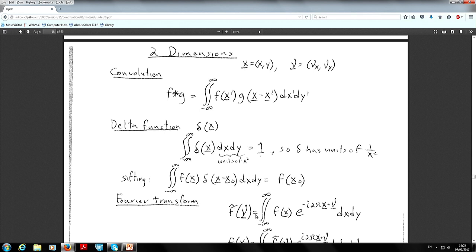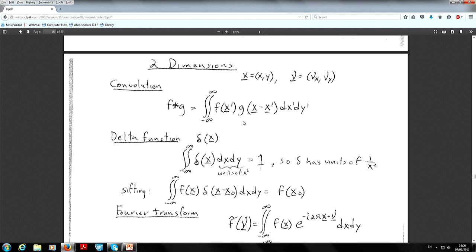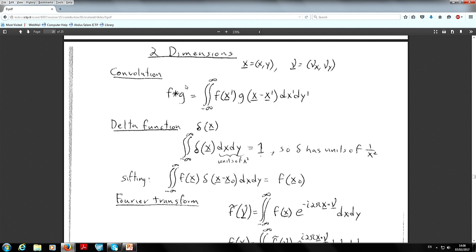Now I'm going to use a convention of x underscore meaning a two-vector, x comma y, a two-component vector. And nu underscore is nu sub x comma nu sub y. It's a two-vector as well. And the dot product between these is the first times the first plus the second times the second. All the same properties hold, so you can define the Fourier transform the same way. Convolution in two dimensions is the same thing, but we have to integrate over both x and y. So it's the same definition, but just in x and y.